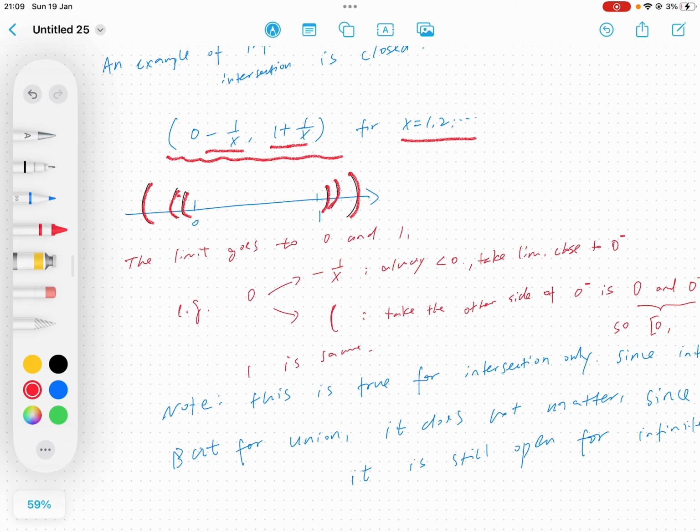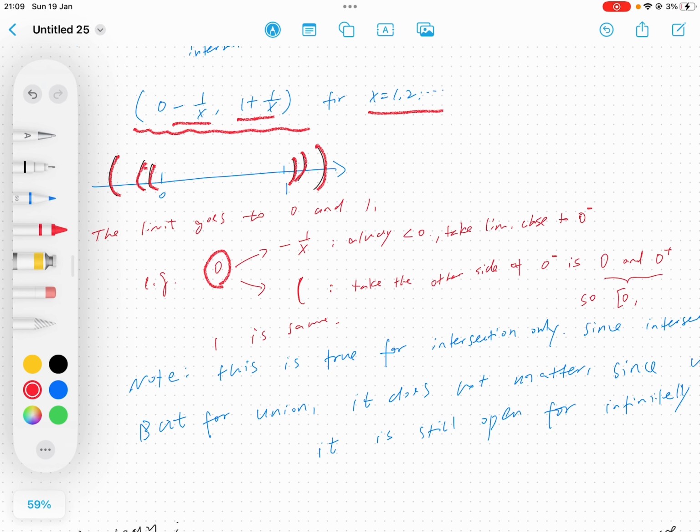The first part is, for example, 0. It will be exactly the same for 1. For 0, the first thing is that we have this minus 1 over x, and because x is always positive, that has to be always less than 0, always negative. When we take the limit as x goes to infinity, this minus 1 over x goes to 0 minus, meaning the left or negative side of 0. That's the direction of this limit.